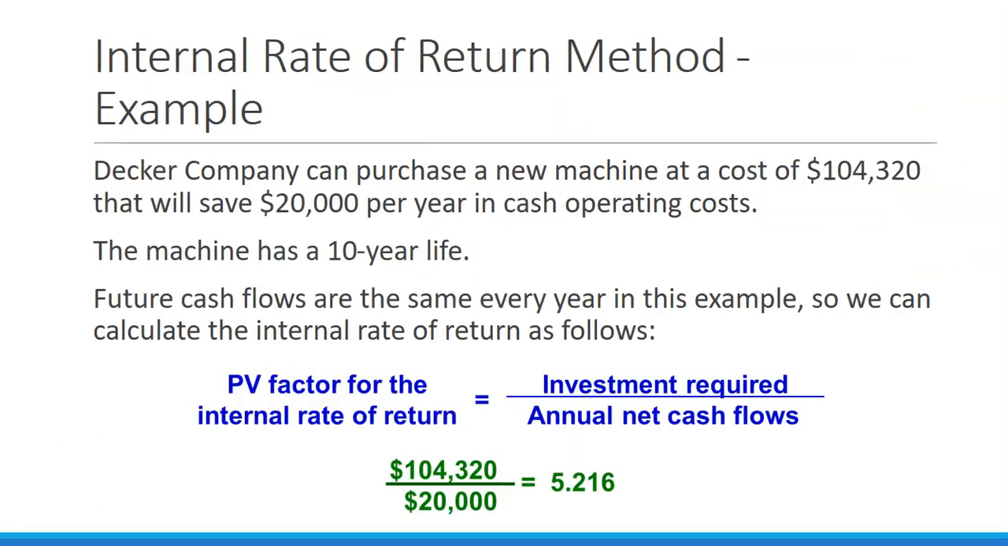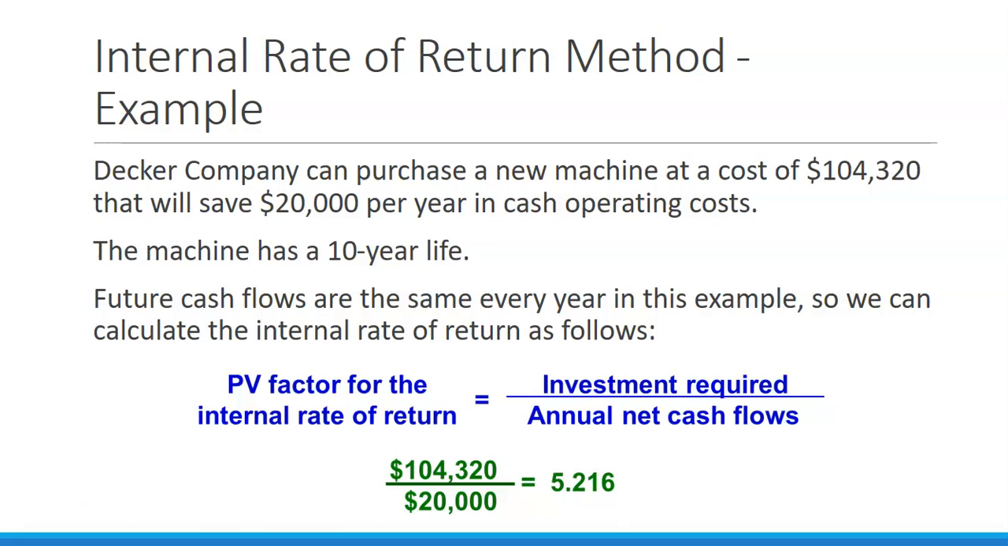If we have even cash flows, we take the investment required divided by the annual net cash flows. And this gives us our present value factor for our internal rate of return. So we have the investment required of a new machine that's going to save us $20,000 a year in operating costs. It has a 10-year life.